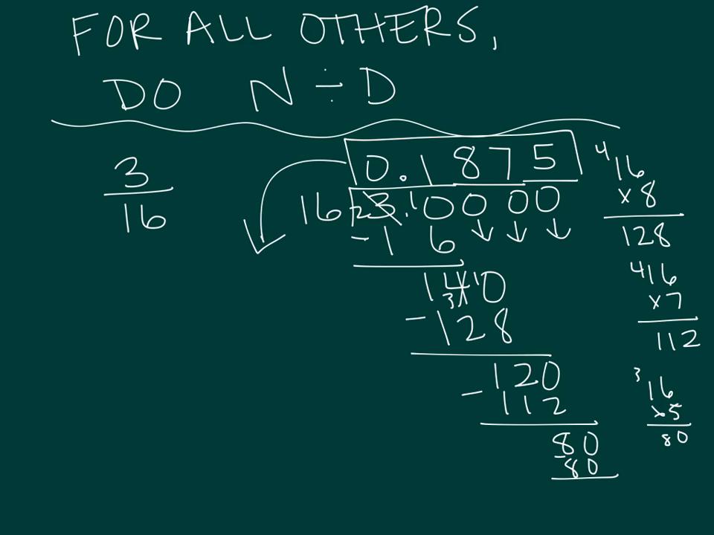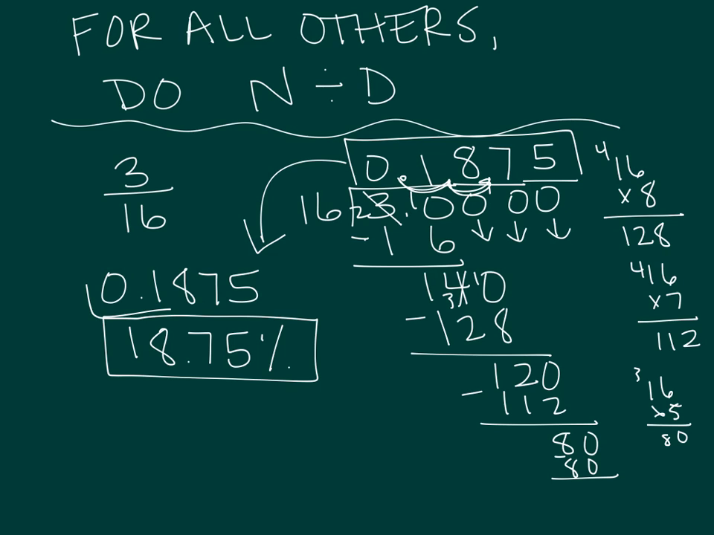0.1875. Well, what about the percent, Mrs. Gormal? Decimal twice to the right. 0.1875 is 18.75%, because if I move my decimal twice to the right, that's what I'll get. There you turned 3/16, a hard one, into a decimal and into a percent.